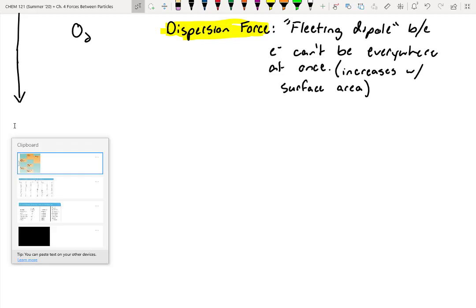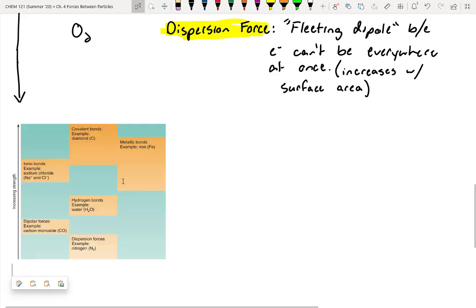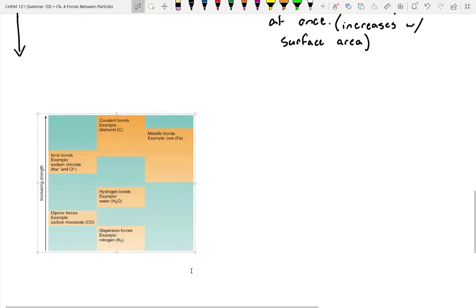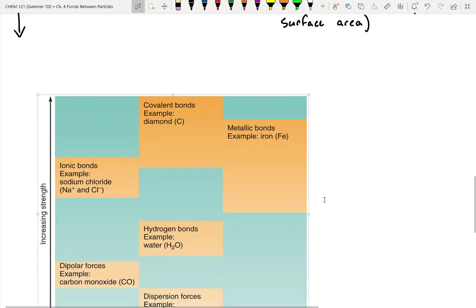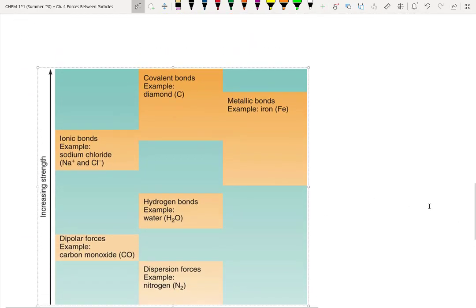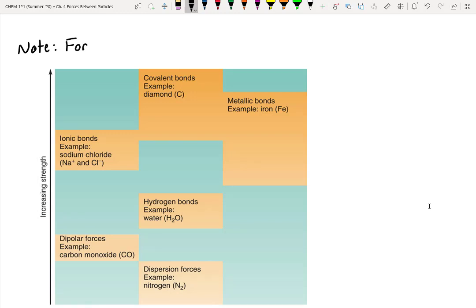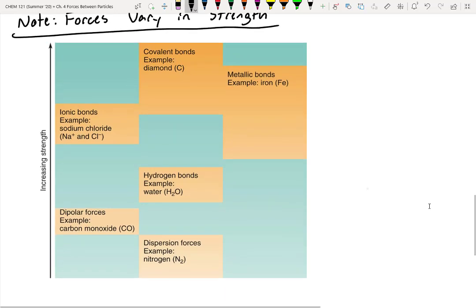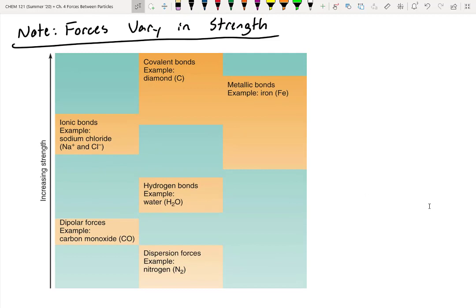And, oh yeah, before we do that, I wanted to show you this other thing. Sorry, I was getting a little sidetracked. And this is something that bugs a lot of students, is they think the order I listed it is absolute. And I just wanted to show you this. Note that the forces vary in strength.